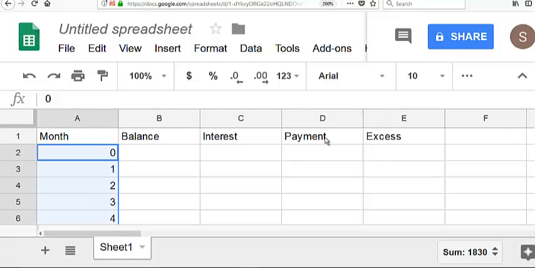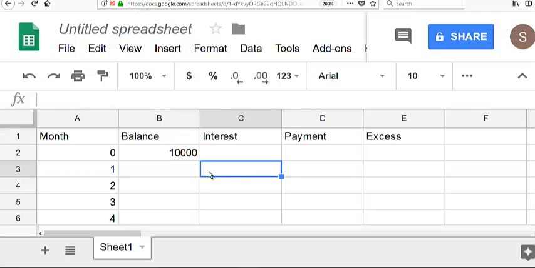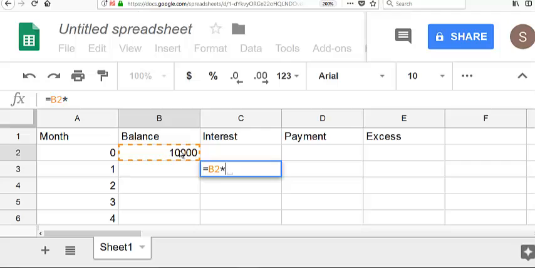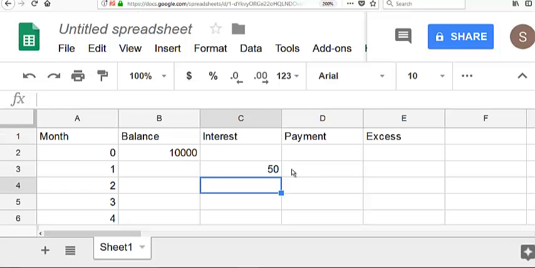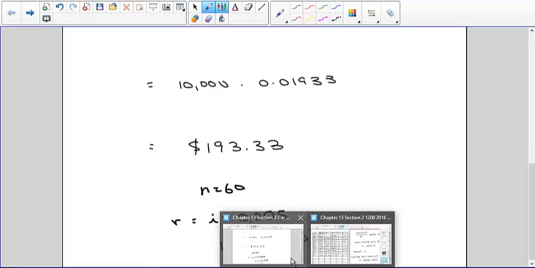So there's the months. The balance is $10,000. So the first month, nothing happens. We get to the second month, and the first thing we do is calculate the interest, which is equal to the balance times the monthly interest rate, which is 0.005. Our payment was $193.33.